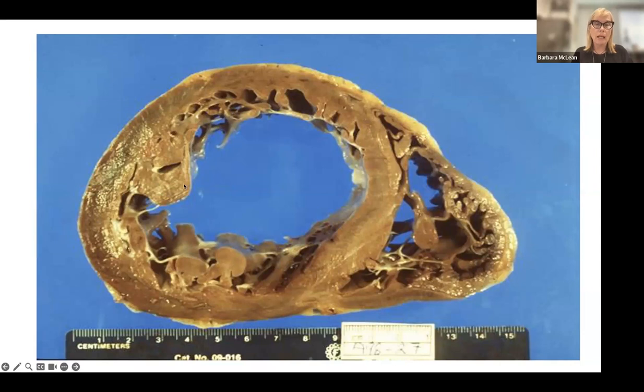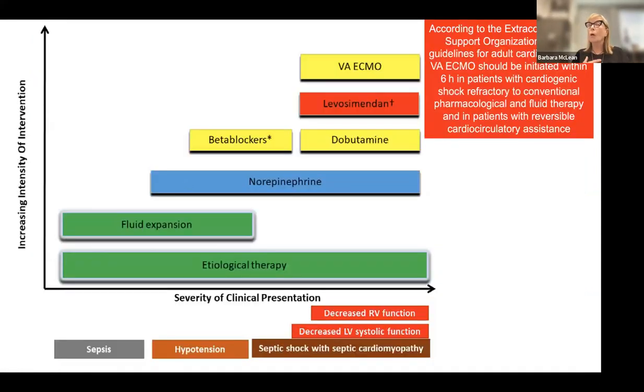And this is not her postmortem, but on postmortem, what your expectation will be is to see this very dilated ventricle. And that is often what we see postmortem. So according to ELSO, the Extracorporeal Life Support Organization, VA ECMO should be initiated within 6 hours of cardiogenic shock. So what you're seeing here is the increasing intensity of intervention by the severity of clinical presentation.